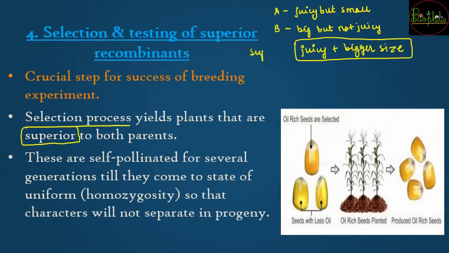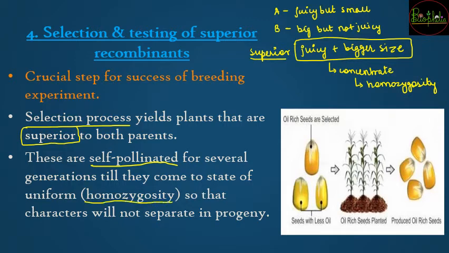So the ones you select will be like this, and these selected plants are going to be self-pollinated for several generations, because of which characteristics like juicy and bigger size will be concentrated. So once you concentrate, then there is going to be the condition that is called homozygosity. Homozygosity means very easily this particular trait is not going to go away from the further generations. So it will not separate, then for many more generations you can have juicy and bigger size fruits, that is, the qualities that you have selected. So this is going to be very important, or you can say a very crucial step for the success of the breeding experiment.